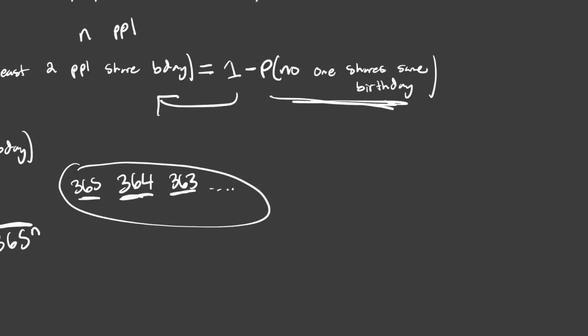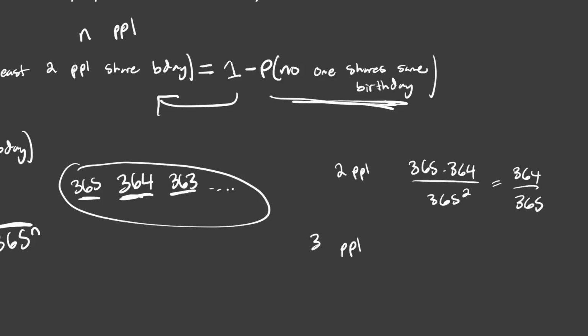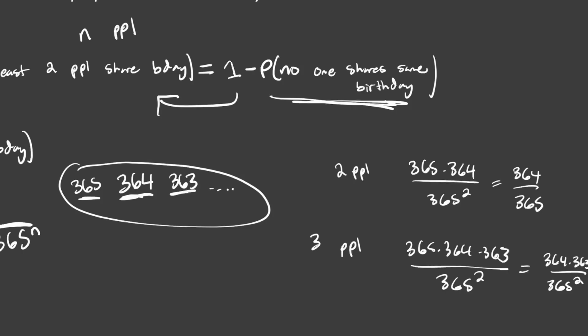Now let's look at some examples. For two people, the odds that no one shares the same birthday is going to be 365 times 364 over 365 squared, or equivalently 364 over 365. If I have three people, well, it's just going to be like this, 365 times 364 times 363 over 365 cubed. So this is going to cancel. We're going to get 364 times 363 over 365 squared, and etc.